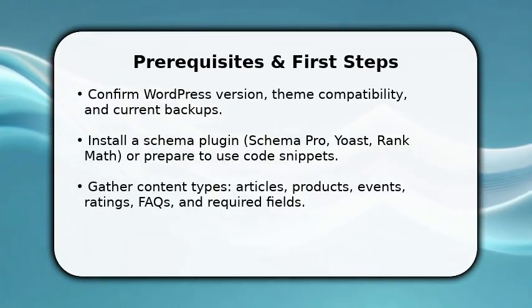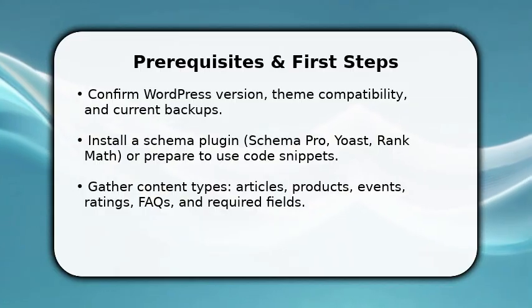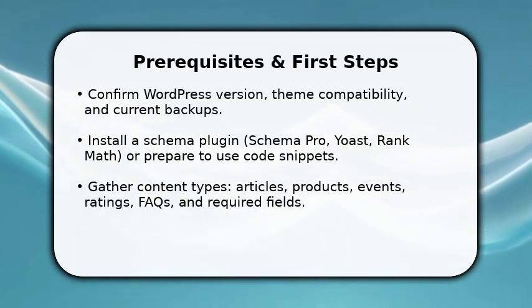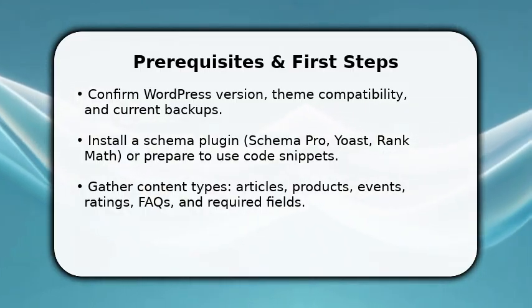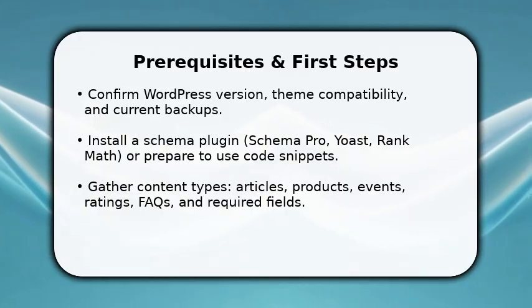Make sure you've listed content types and required fields: title, description, image, dates, so when you create a schema type, you won't be guessing which properties to map.